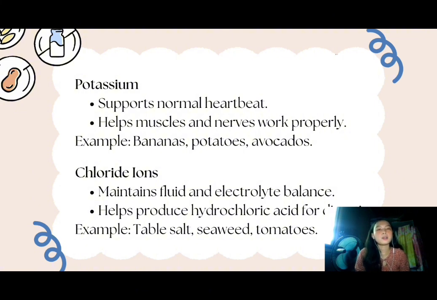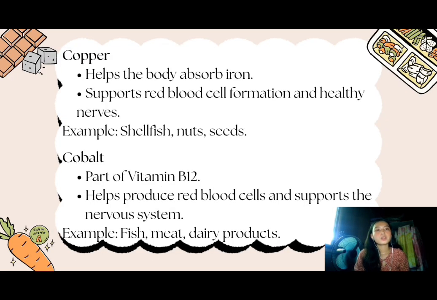Next is chloride ions. Maintains fluid and electrolyte balance. It helps produce hydrochloric acid for digestion. Chloride ions can be found in table salt, seaweed, and tomatoes.